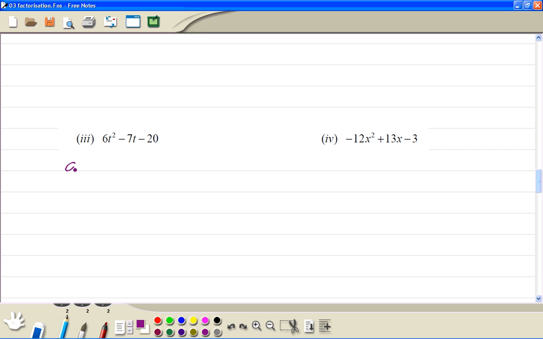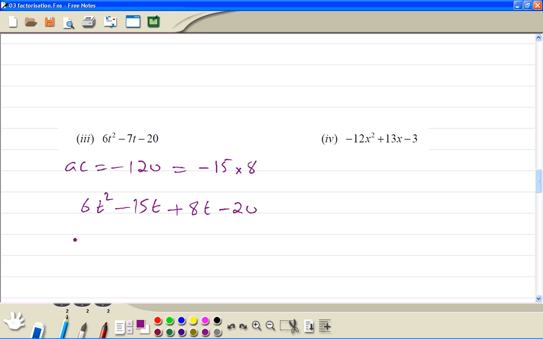6 times c is minus 120. Two numbers that multiply to minus 120 and add up to minus 7 are minus 15 and 8. Now we write 6t squared. Instead of minus 7t, we write minus 15t plus 8t minus 20.